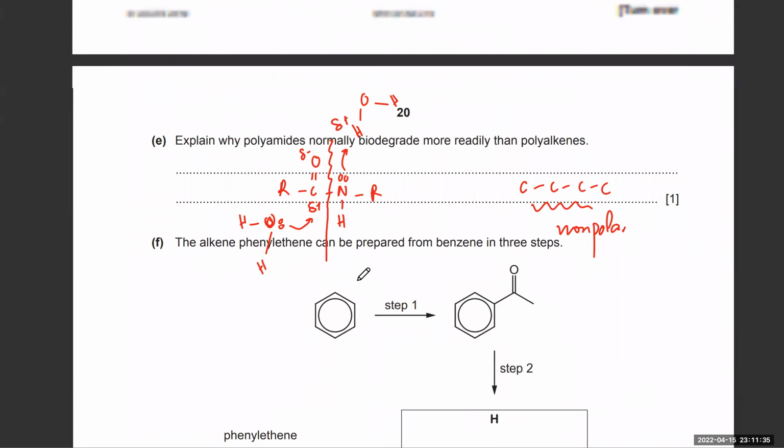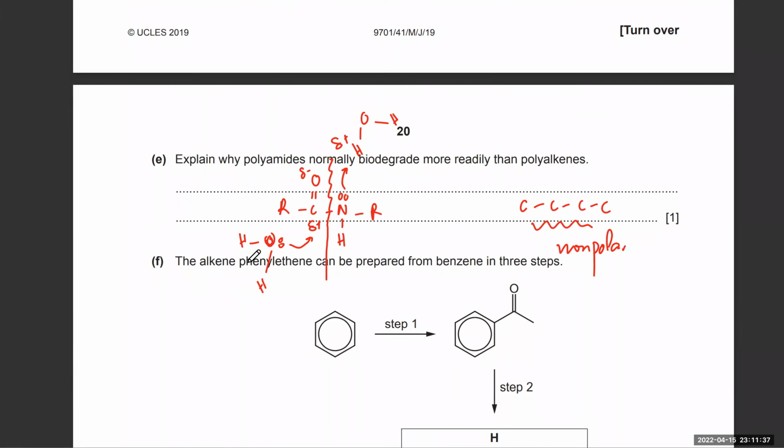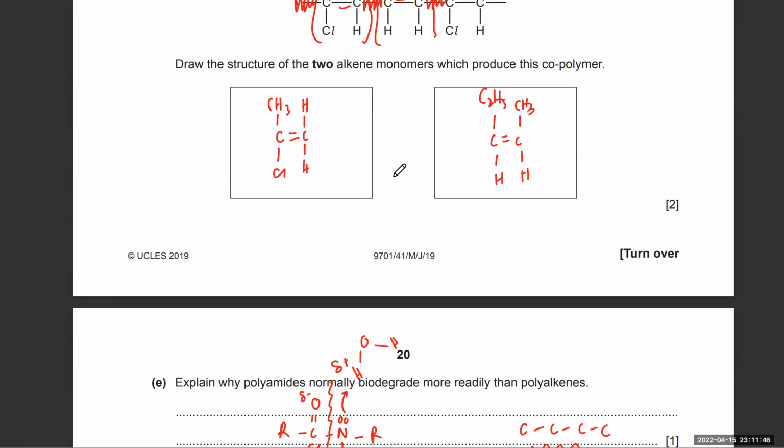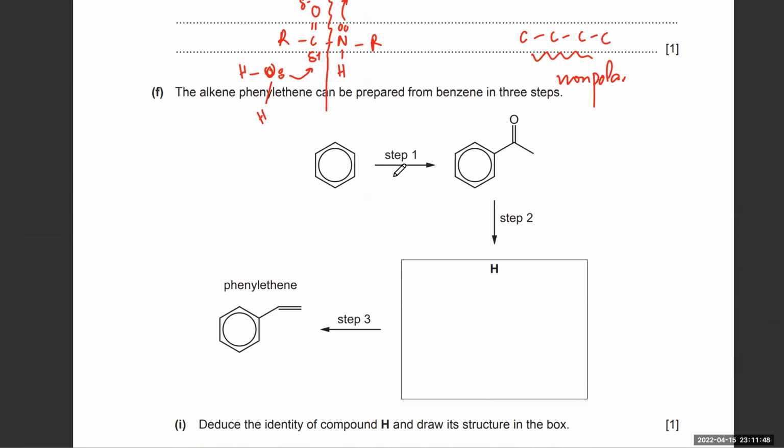Moving to the next one. And remember, polyesters and polyamides are all very biodegradable. Polyalkenes, or addition polymers, are the ones that are non-biodegradable or unreactive. So you've got this reaction, you have to draw this one.